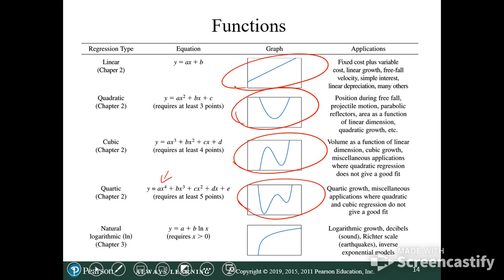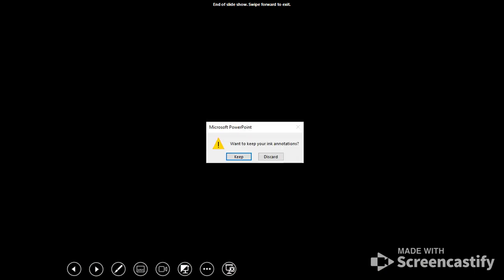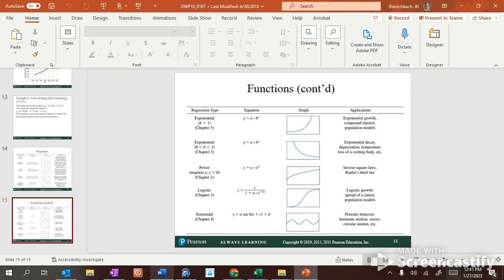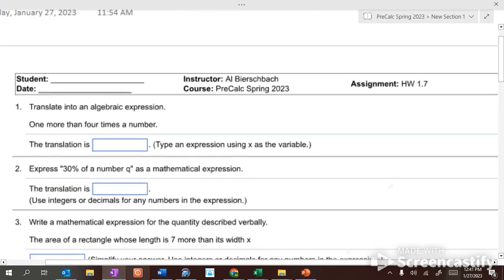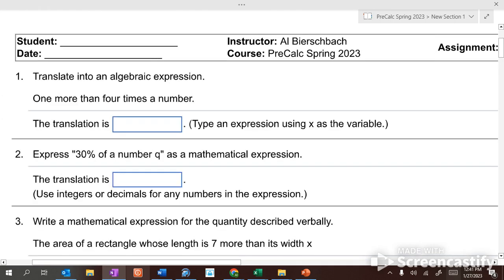But we're not doing so much of that today. So what are we doing today, Mr. Bierschbach? Well, we are solving problems, and we start out with very basic ones. We start out with like algebra 1 problems.